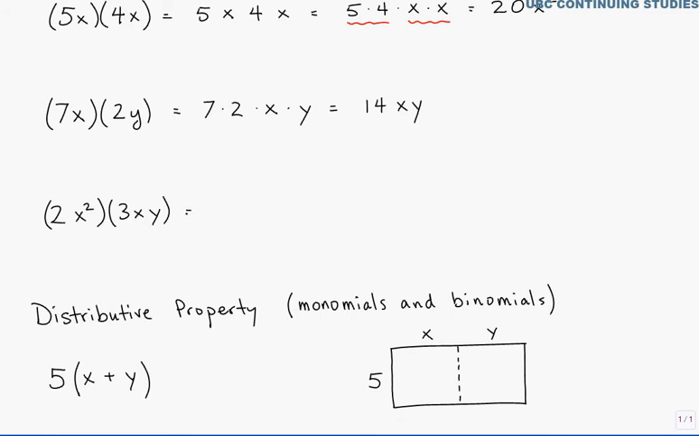2x squared times 3xy. Alright, so we have a 2, an x squared, a 3, an x, and a y. We can group the two coefficients together, 2 times 3. We can group the two expressions which have the variable x together, x squared times x, and then we have the y. So again, what simplifications can we make? The 2 times 3 gives us 6.